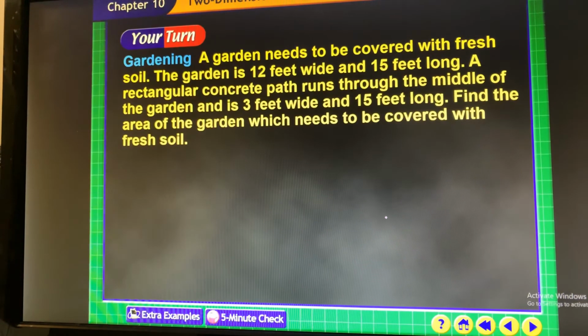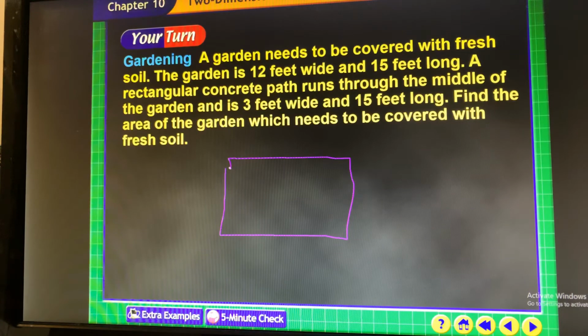This time we get to plant a garden. A garden needs to be covered with fresh soil. The garden is 12 feet wide and 15 feet long. I personally always like to draw a picture because it allows me to be creative with my drawing with my mouse, which is not always good. We know that, but that's okay. You guys don't mind.